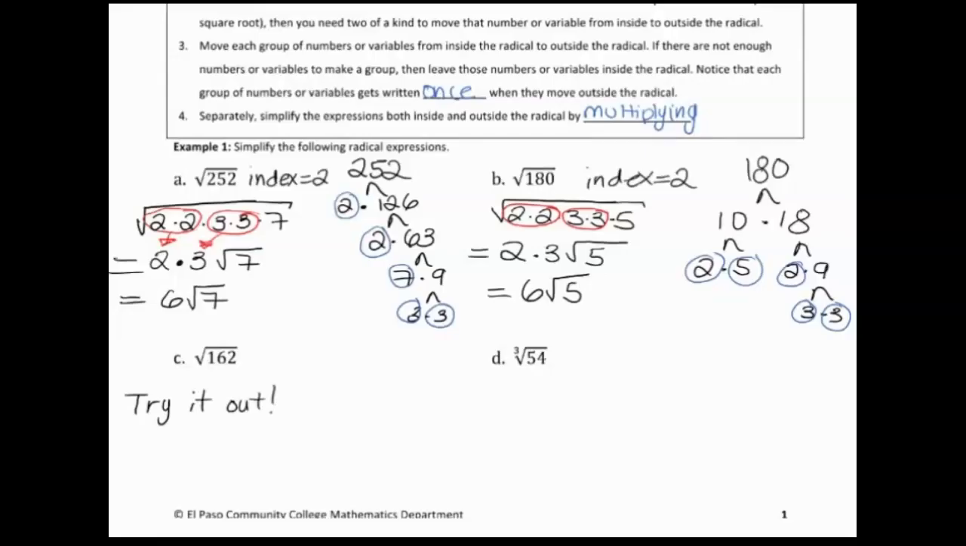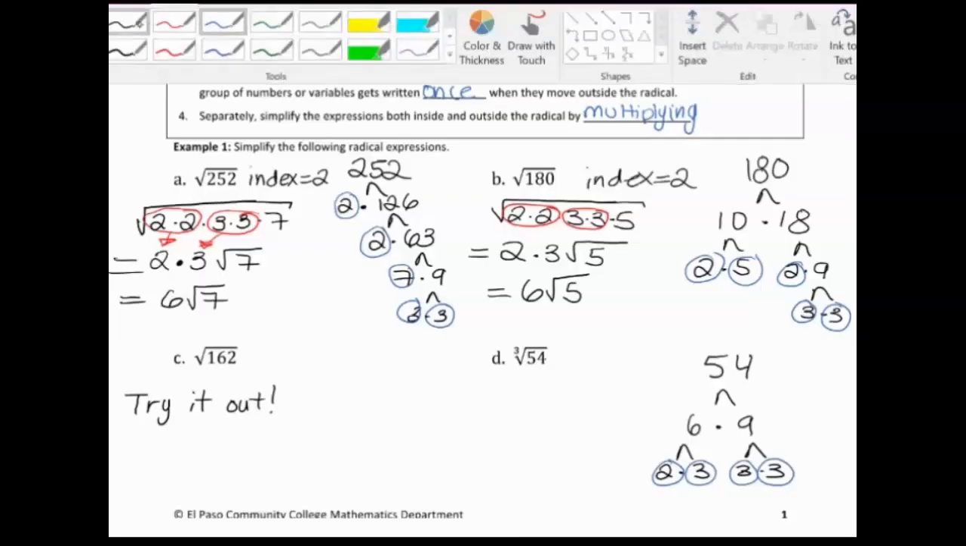All right, now for example D, I have the cube root of 54. We're going to do the same thing. Find the prime factorization of 54. So two numbers that when I multiply them give me 54. It could be 6 times 9. And I can still break down these numbers. So 6 is going to be 2 times 3, and 9 is going to be 3 times 3. So the prime factorization is going to be 2 times 3 times 3 times 3.